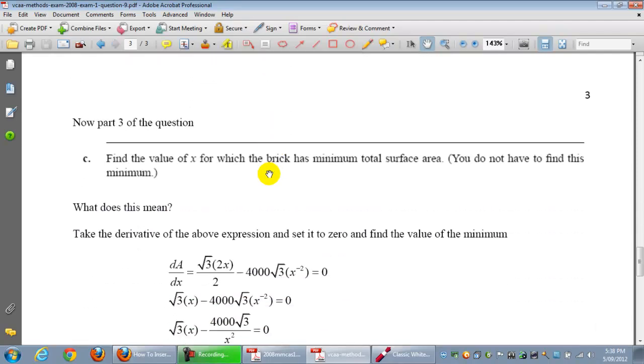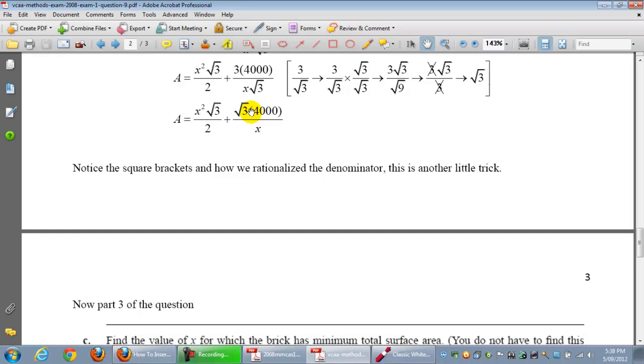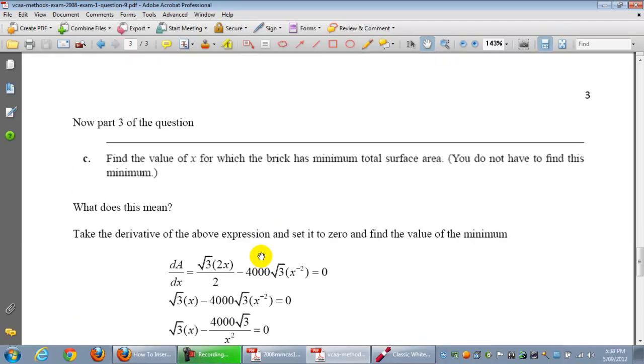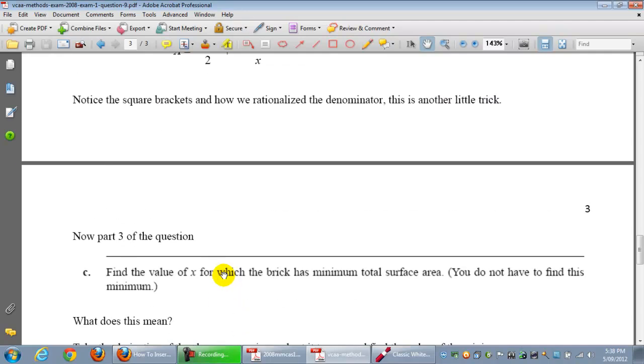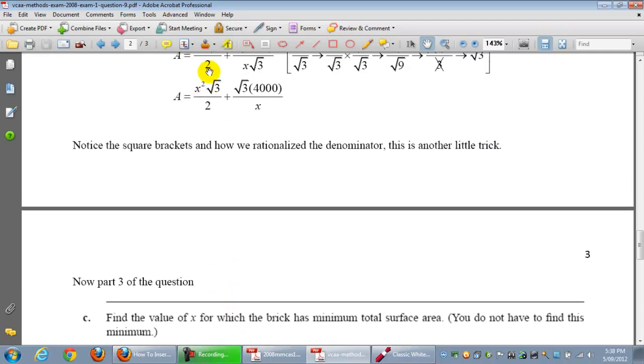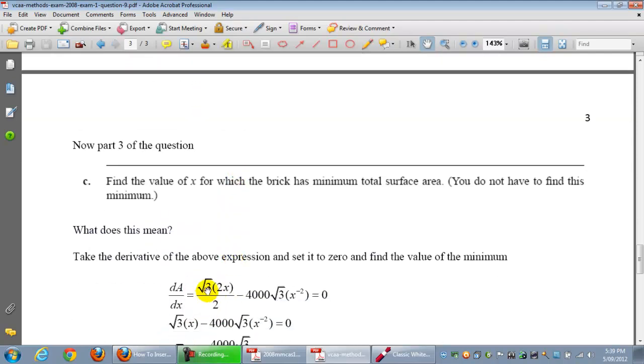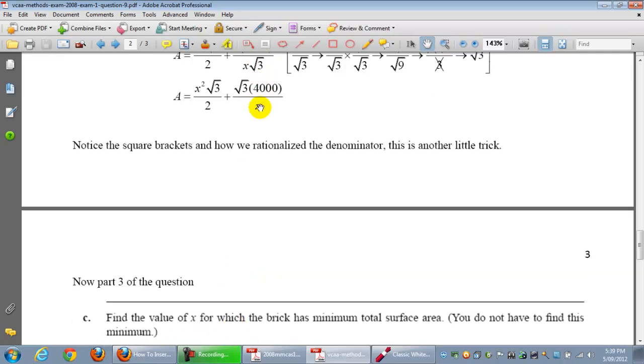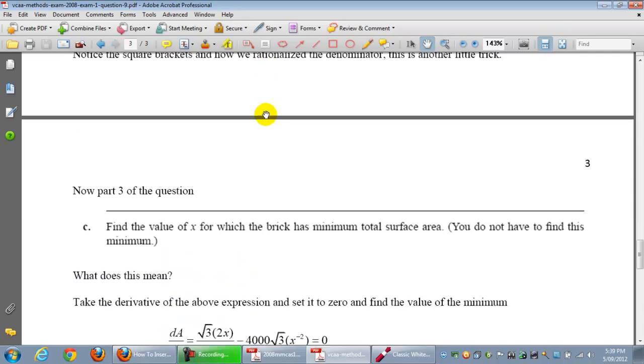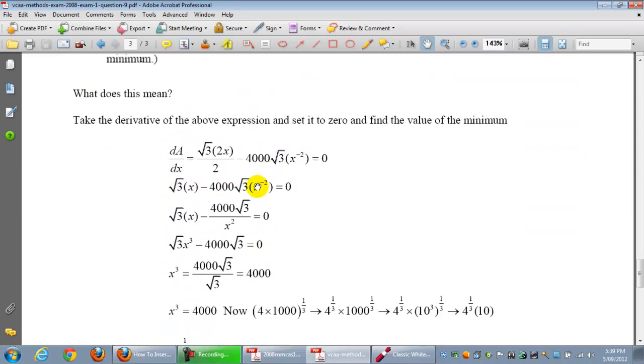Now we come to the last part, and it's saying find the value for which this is a minimum. What does that mean? Well, it means to take the derivative, and if we take the derivative of this, we then have to set it to 0. And that's what I've done. I've taken the derivative. It's pretty simple. That's x squared, that becomes 2x root 3 over 2. There it is. And this one here, put the x on here, it's x to the minus 1. So when you multiply, it becomes minus 1 down, and you take away 1 from the power, you get x to the minus 2. So we get to that step there.